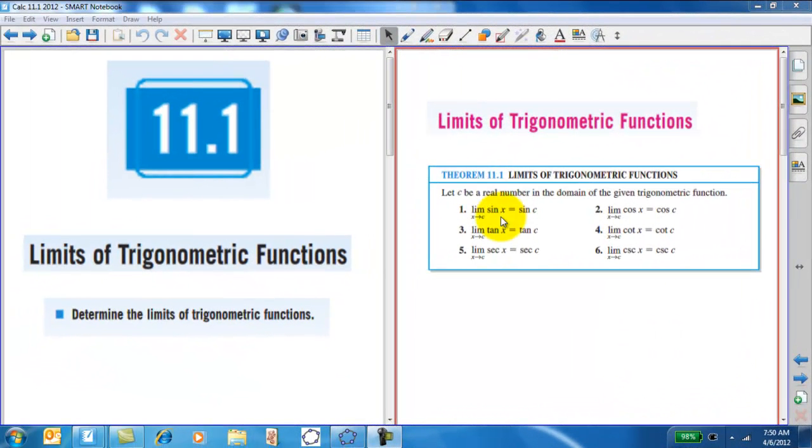Hello calculus students, here we are with limits of trig functions. We're going to tackle limits of some trig functions.